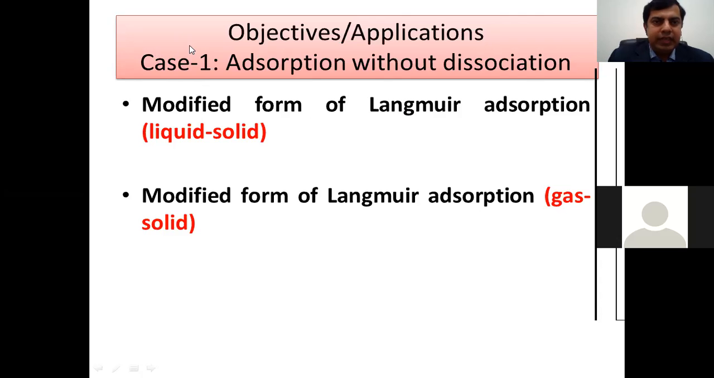Actually, we discuss only case one, adsorption without dissociation. And these are the two modified forms of the Langmuir adsorption isotherm in case one, which is the adsorption without dissociation. And these are very important because we want to apply them to our experiment. I think I have also discussed this in the previous lecture, but surely I will describe it here again. And then we will move to the second modified form of the Langmuir adsorption isotherm.